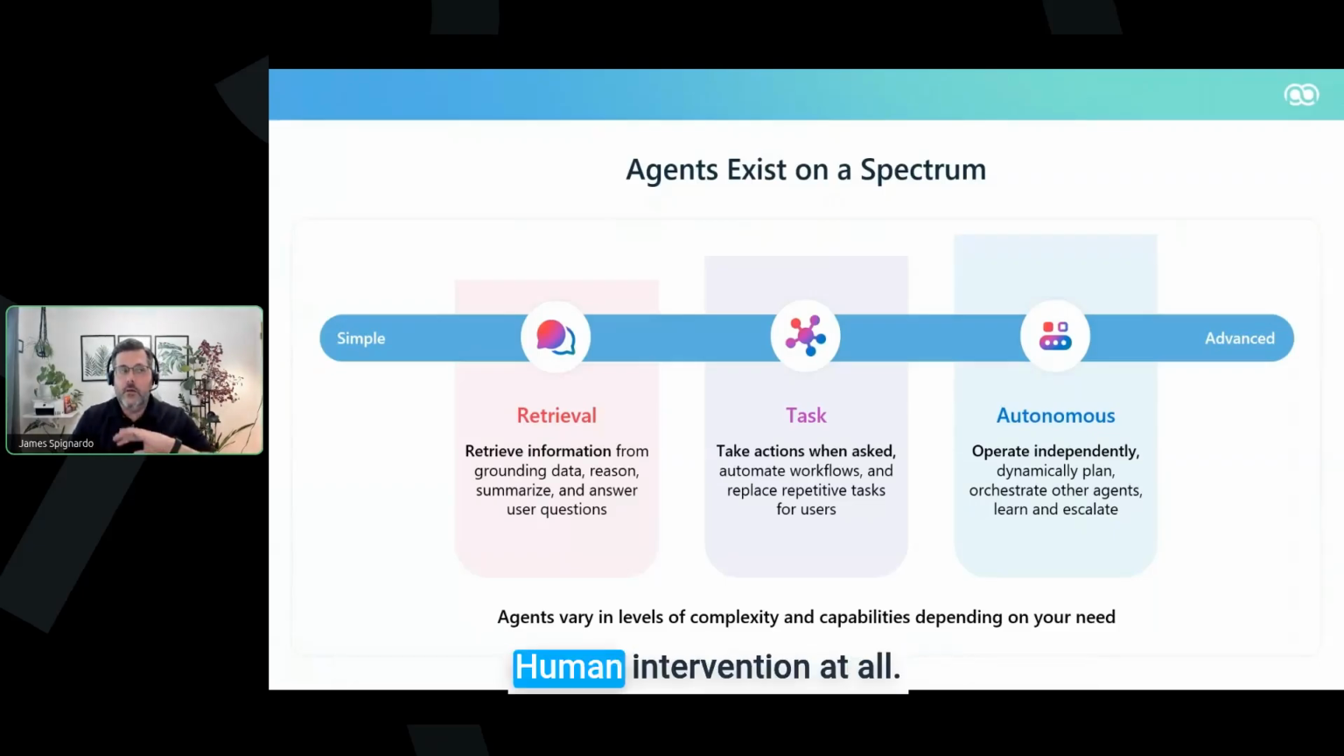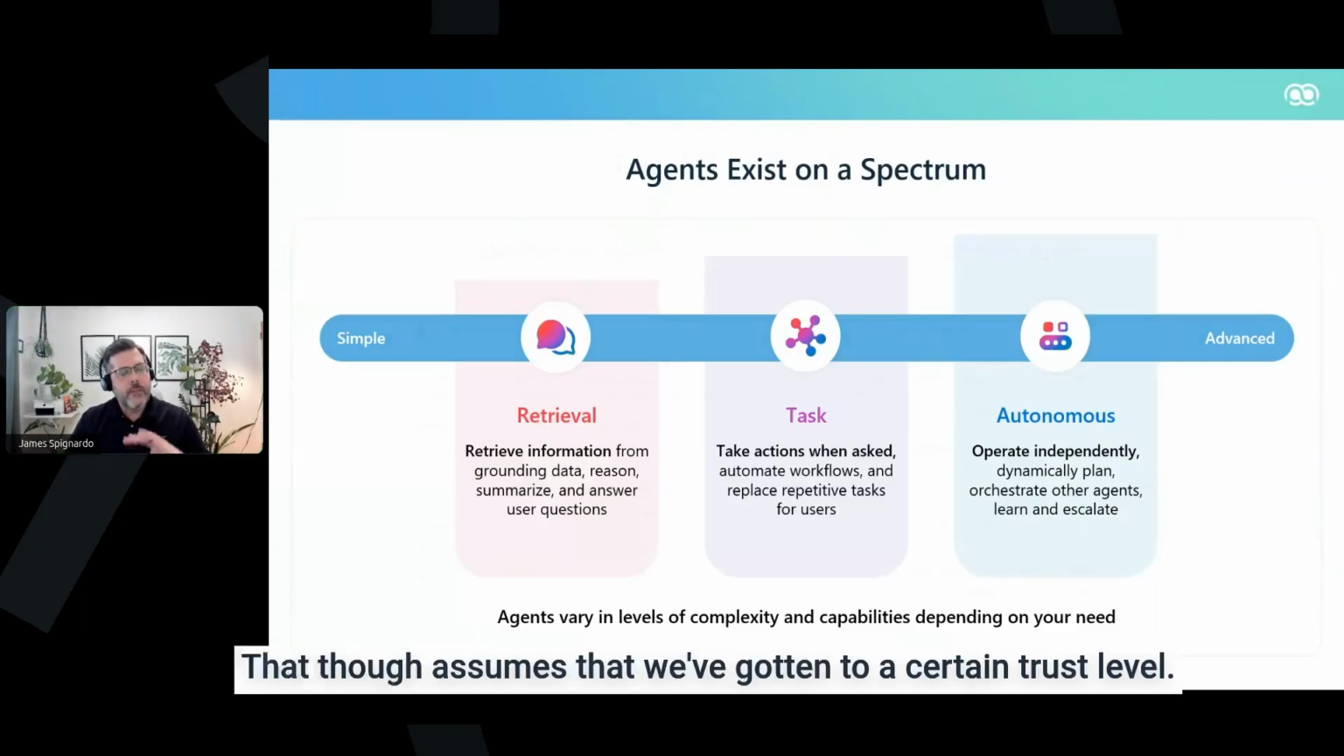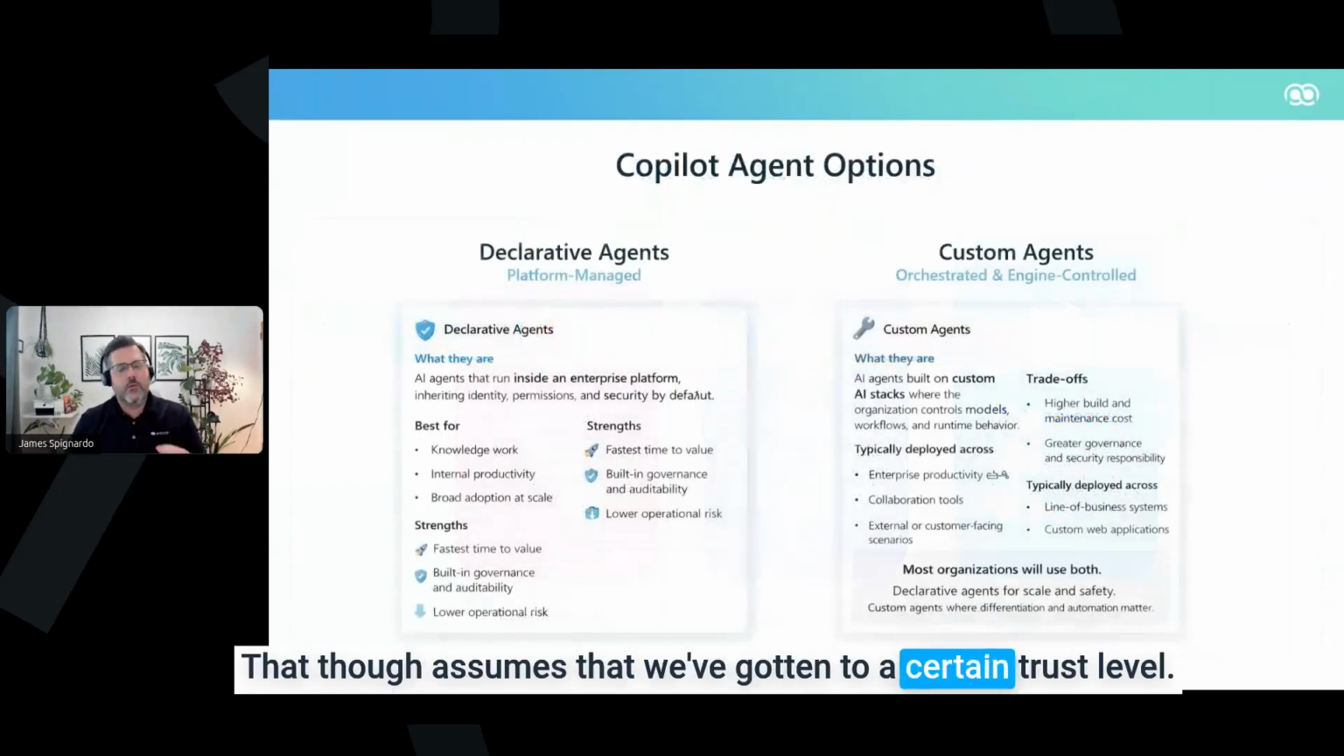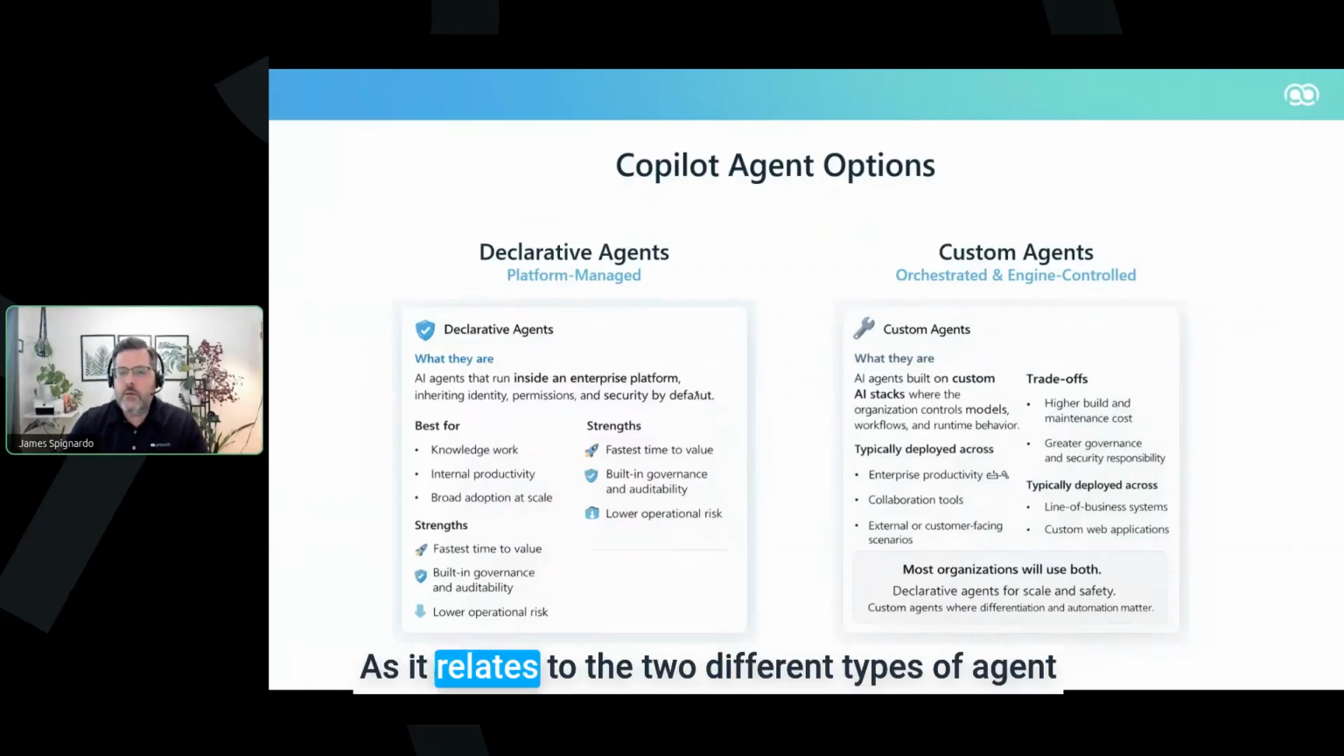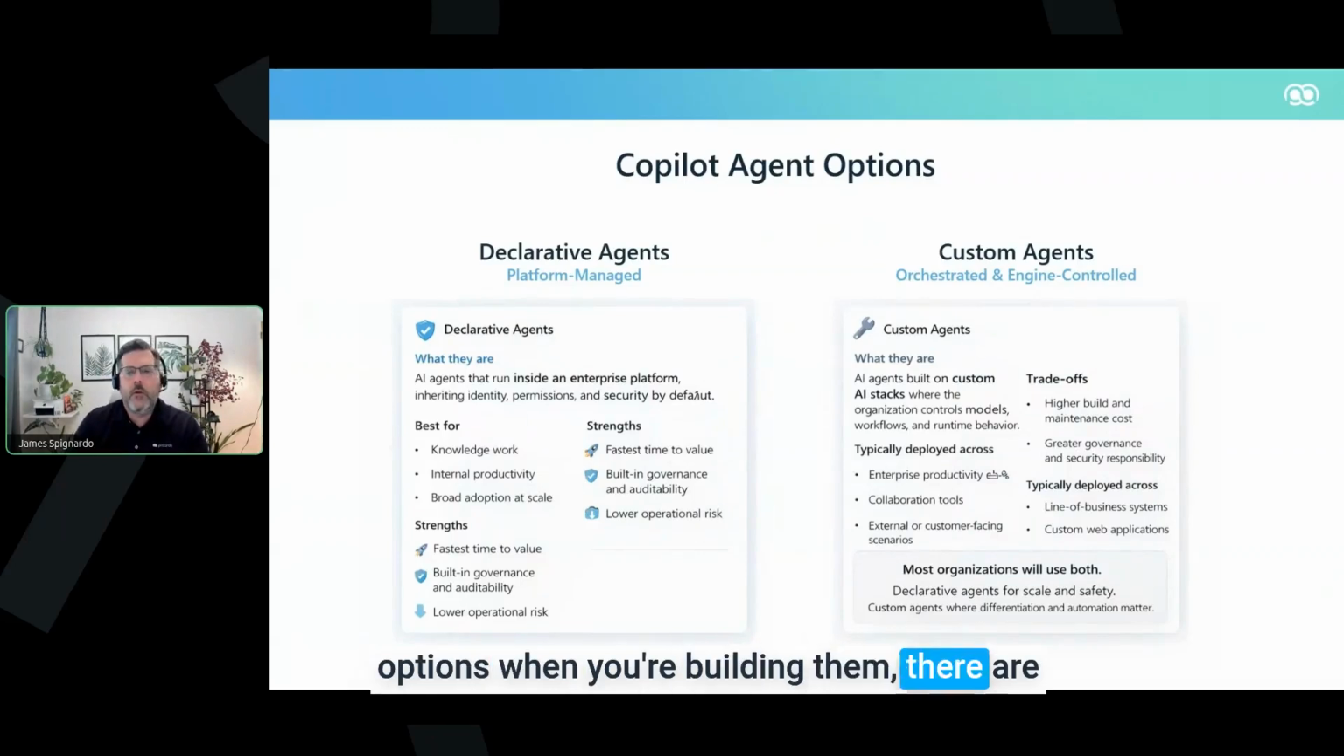Not to say no human intervention at all, just not constant human intervention. That, though, assumes that we've gotten to a certain trust level. As it relates to the two different types of agent options when you're building them, there are declarative agents and then there are custom agents.